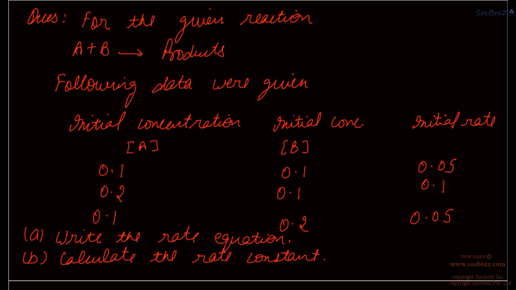of the video. Now, the question is saying that for the given reaction A plus B giving us products, following data were given. Initial concentration of A, initial concentration of B, and initial rate. When initial concentration of A was 0.1, initial concentration of B is 0.1, they are in mole per liter, and initial rate is 0.05. It is in mole per liter per second. So, this data is given to us.